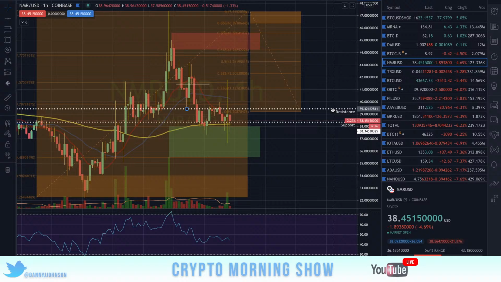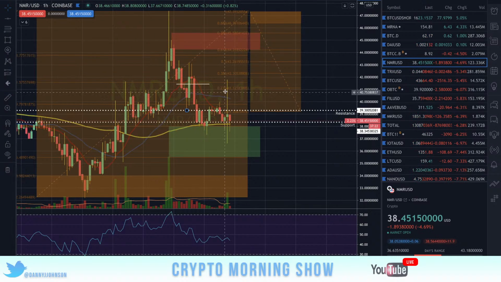down in, we tried to bust free here. Look at that big old giant wick on that. I think that's called a shooting star. Not sure, check me on that. But we got some tight levels here for resistance and support on NMR.